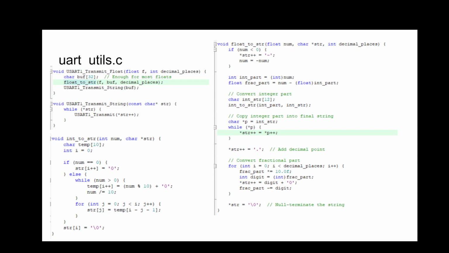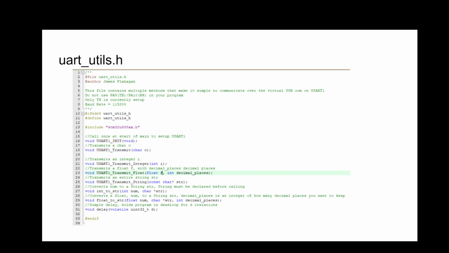UART transmit float method, which takes in the float that you want to transmit and then an integer of how many decimal places get transferred along with it. Right, just so you can control the precision you have and you're not left with a bunch of extra zeros. And same thing, just added those methods to the header file here too.